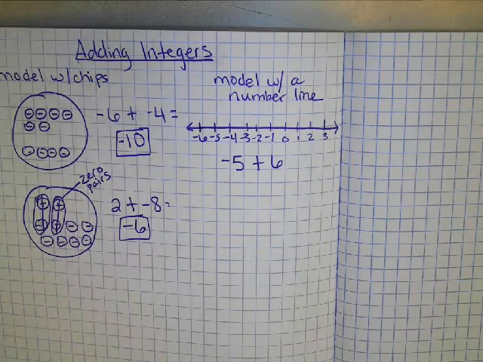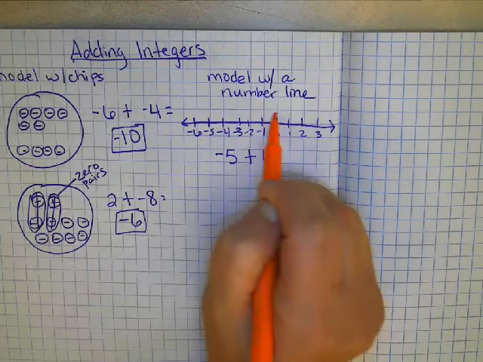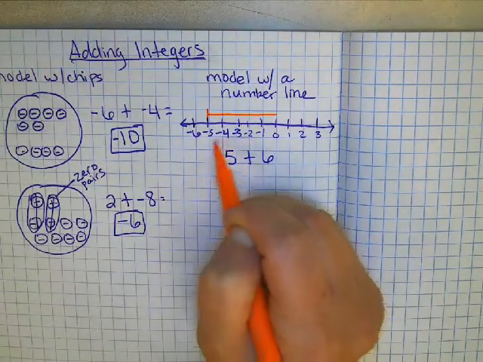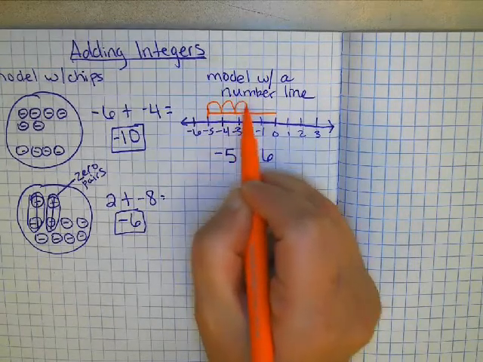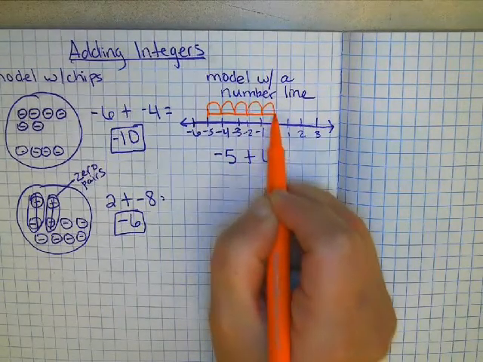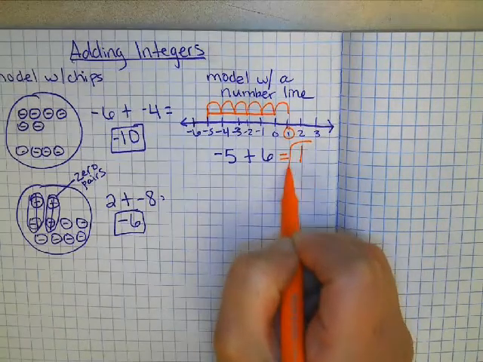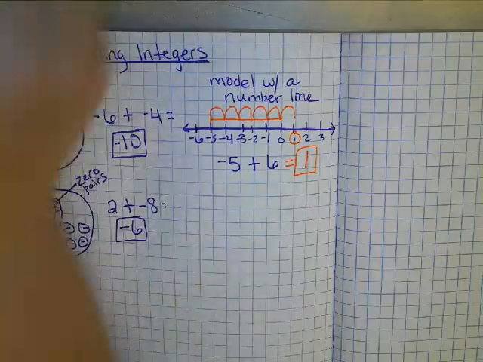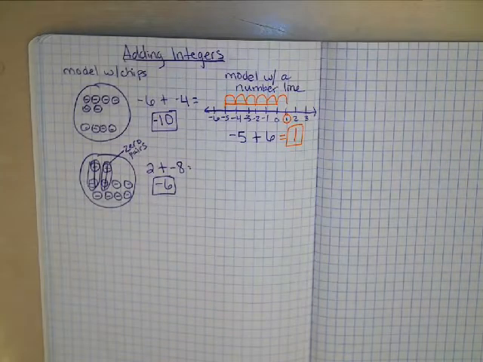So we always start at 0 on a number line because we always start with nothing, and I have to make it to -5. Once I'm there, I'm going to add 6, or I'm going to move 6 in the positive direction. 1, 2, 3, 4, 5, 6. The number I land on is my answer. So -5 plus 6 is 1. So you are welcome to always use a modeling in the beginning to find your answers.